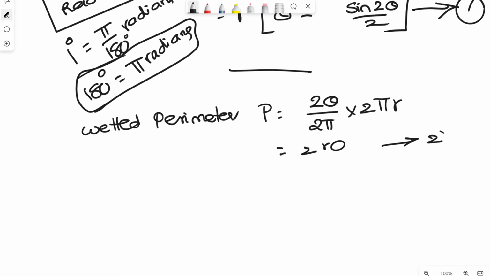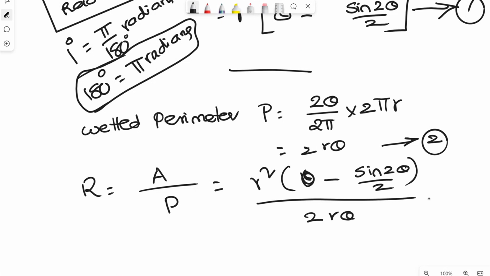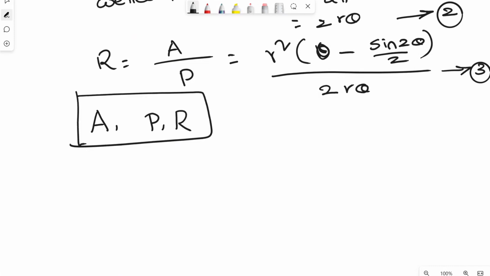This is the second. Then hydraulic radius R is equal to A by P. What is A by P? R squared into theta minus sine 2 theta by 2, divided by 2 r theta. This is the third. These are the main three things we require in the case of a circular channel section: A, P, R. These three are the most important.